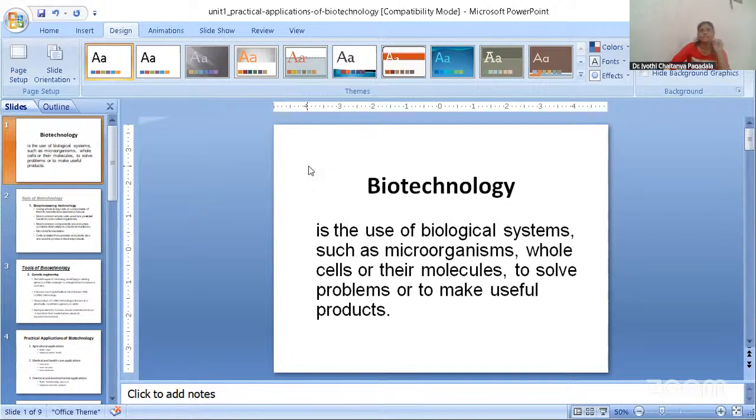Along with agriculture, we also have a similar introduction for aquatic biotechnology. We will deal with aquatic biotechnology after this agriculture biotechnology. Biotechnology is applied in different fields like agriculture and also aquatic biotechnology.